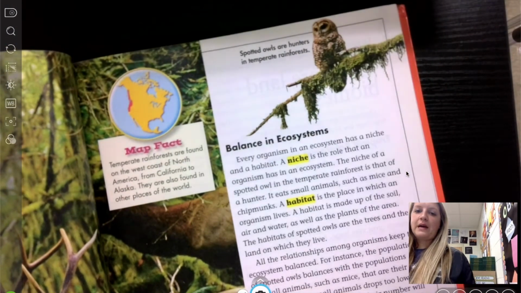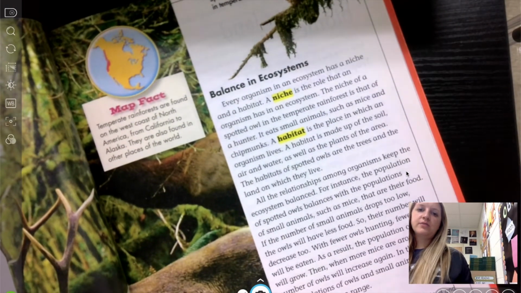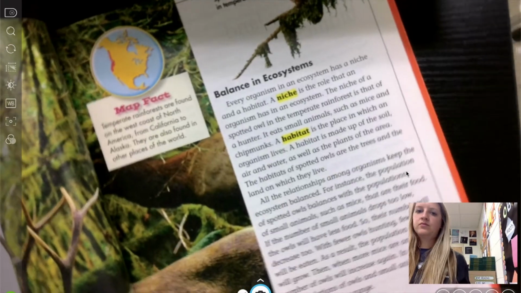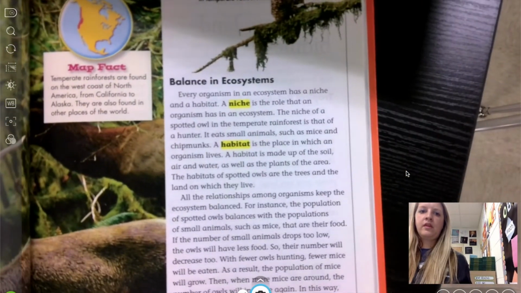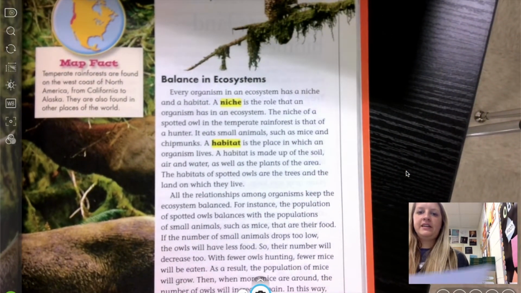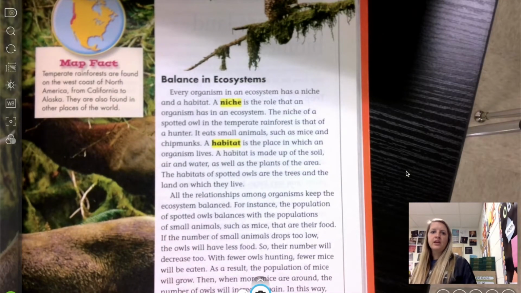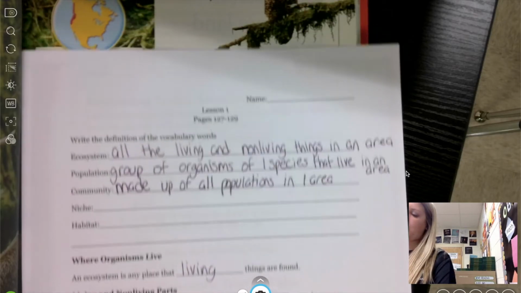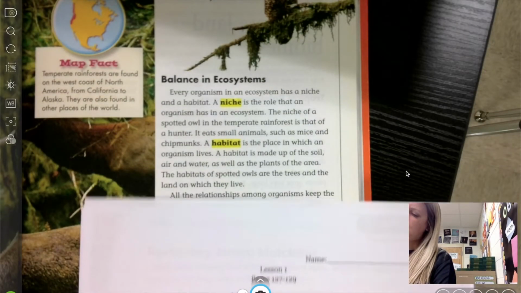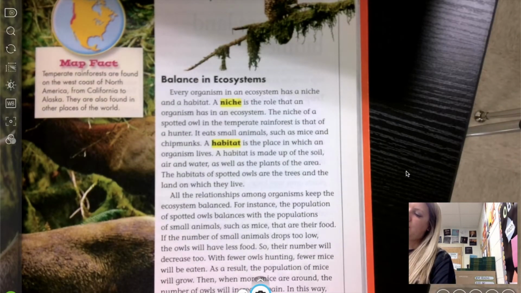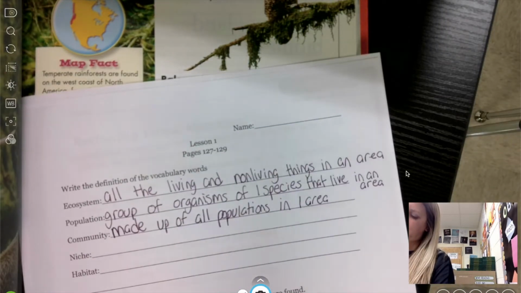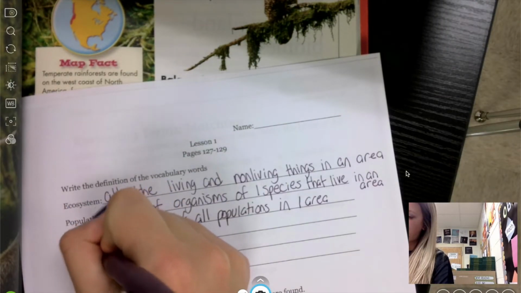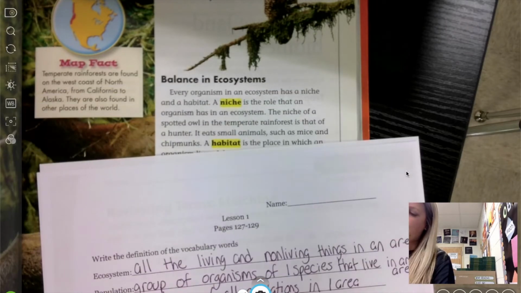Going over to balance in ecosystems. Every organism in an ecosystem has a niche and a habitat. So this is where we're going to see our last two vocabulary words. A niche is the role that an organism has in its ecosystem. So the role or the job.